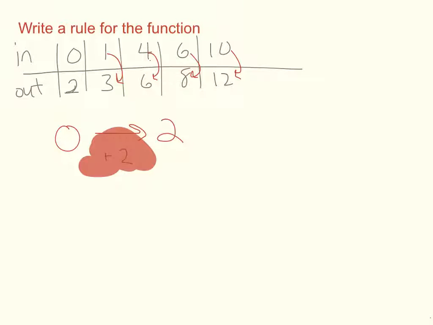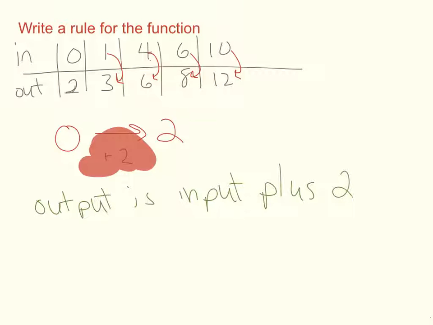So using words, the output is the input plus 2. That would be my verbal model. So my mathematical model, my equation, my rule would be output y equals input x plus 2.